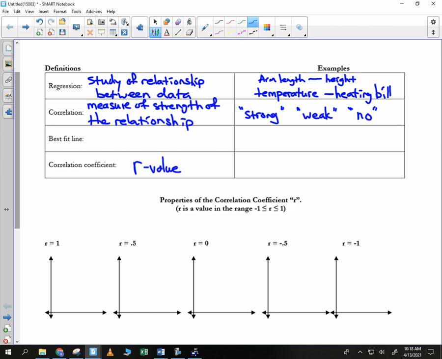Correlation coefficient is an R value. It sits between -1 and +1. It measures the strength of the relationship of the data. So you can see R is equal to -0.9. You can see R is equal to 0.01. You can see R is equal to 0.68.